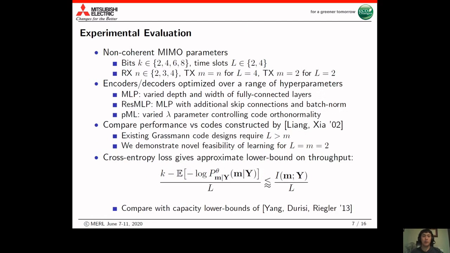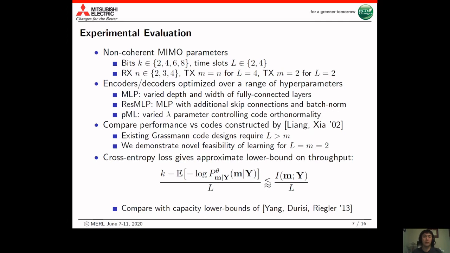In our experiments, we're working with a non-coherent MIMO channel, and we consider schemes that map 2, 4, 6, or 8 bits over 2 or 4 time slots. We consider 2, 3, or 4 receiver antennas, and we consider either the same number of transmit antennas when the number of time slots is equal to 4, or we leave the number of transmit antennas equal to 2 for when the time slots is equal to 2.